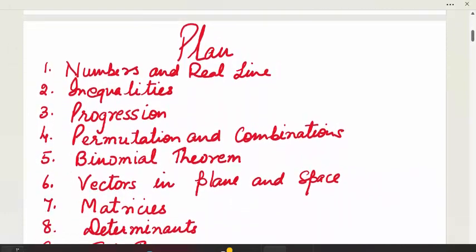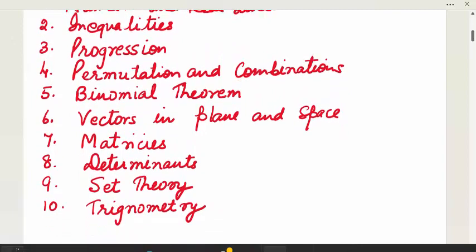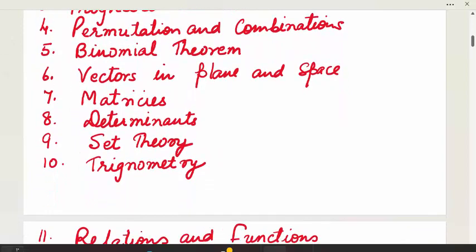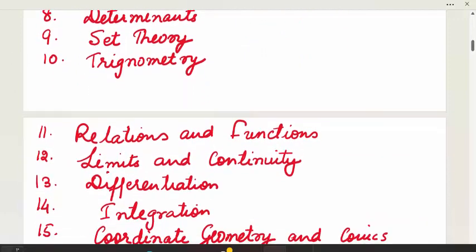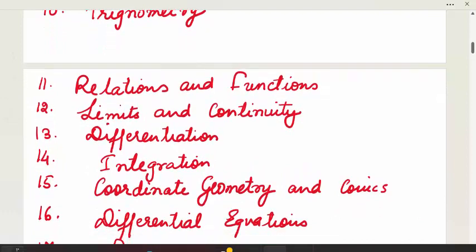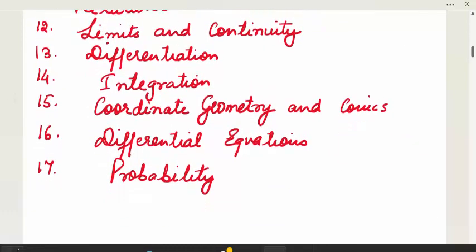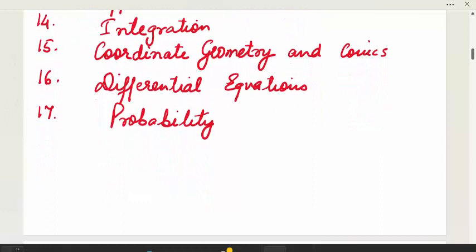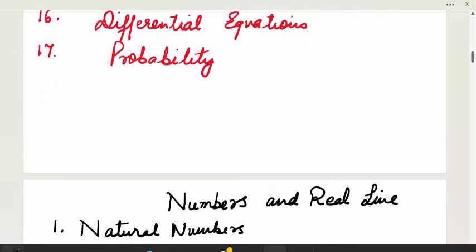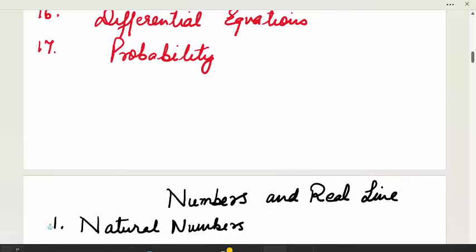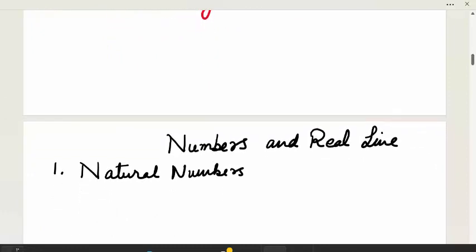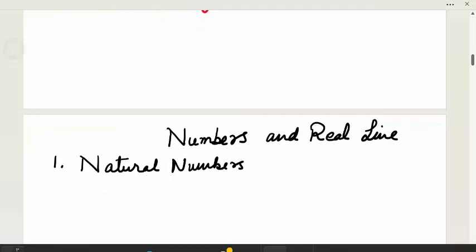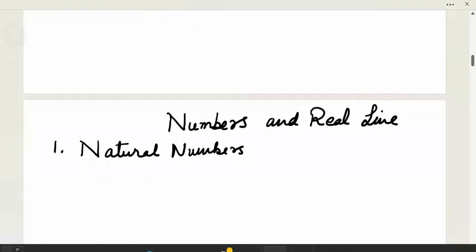then we'll move on to inequalities, progression, permutation and combination, binomial theorem, vectors in plane and space, matrices, determinants, set theory, trigonometry, relations and functions, limits and continuity, differentiation, integration, coordinate geometry and conics, differential equations and probability. This might seem quite overwhelming looking at so many topics, but you need not worry. We would be going on a very slow pace and we'll be doing mostly the concepts, the important concepts.